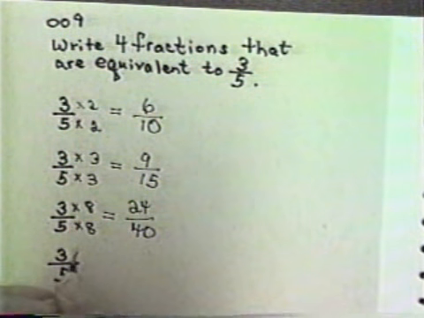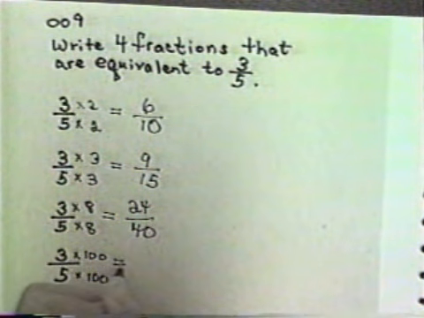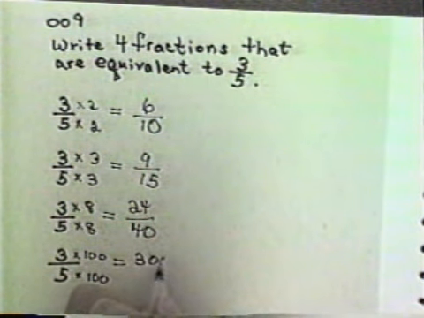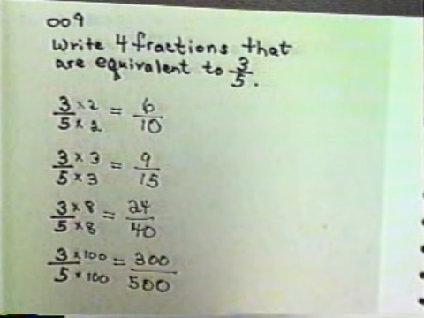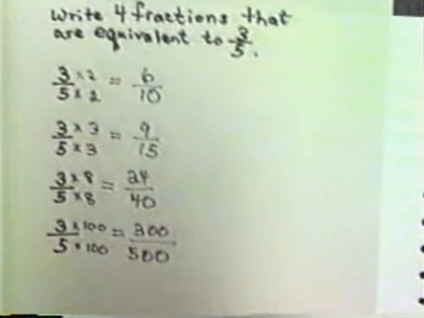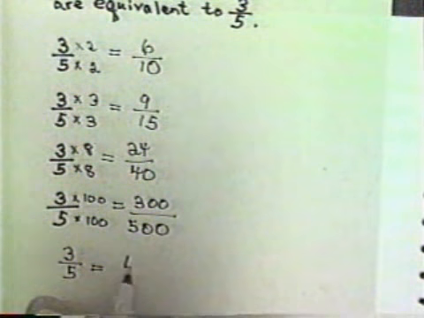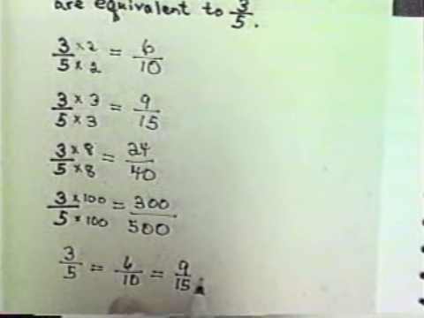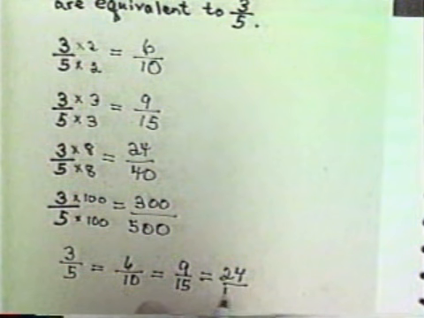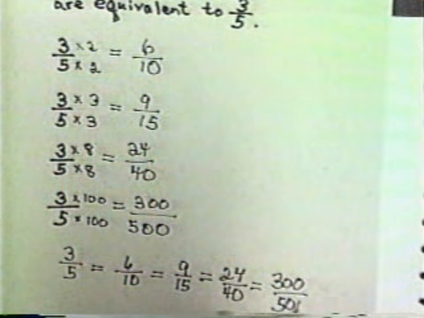This time let's multiply by 100. You can pick any number you want to multiply by. 3 times 100 is 300. 5 times 100 is 500. So 300 over 500 means the same thing as 3/5. So I can actually say that 3/5 is the same as 6/10, is the same as 9/15, is the same as 24/40, is the same as 300/500.